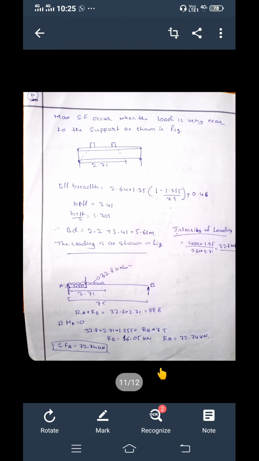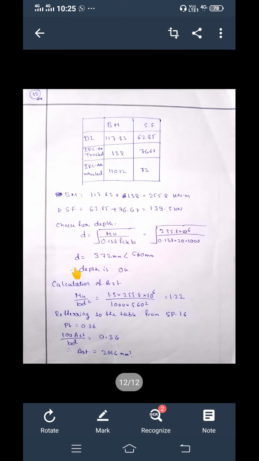So we'll substitute in this equation. We'll get RA equal to 72.74. So RA is 72.74, RB is 60.05 kilonewton. So your shear force at A is equal to what? The reaction at A. Reaction at A. So now we'll list here the shear force and the bending moment.